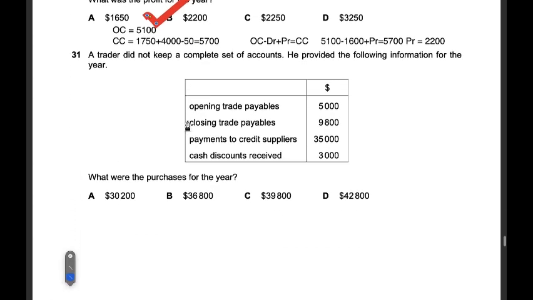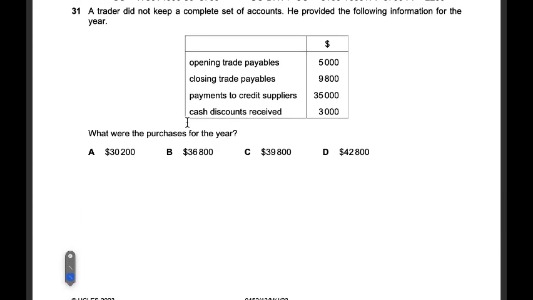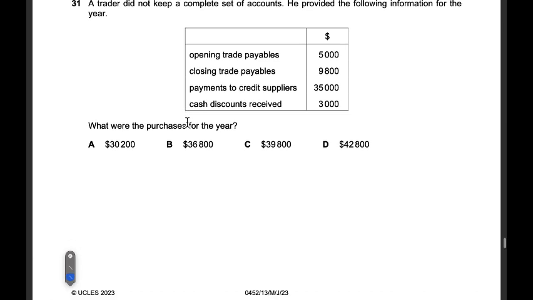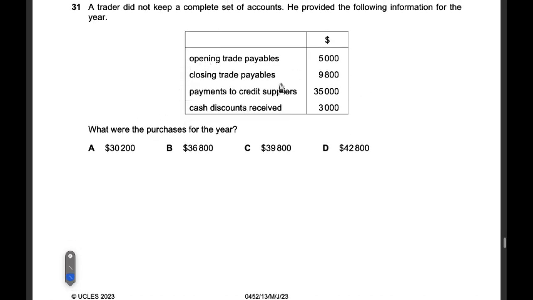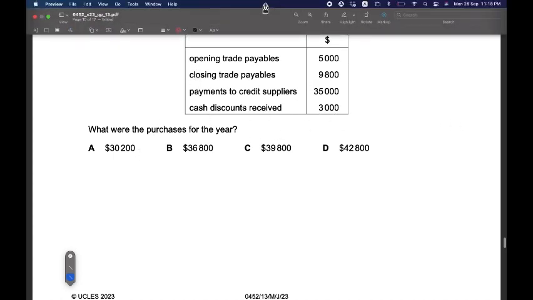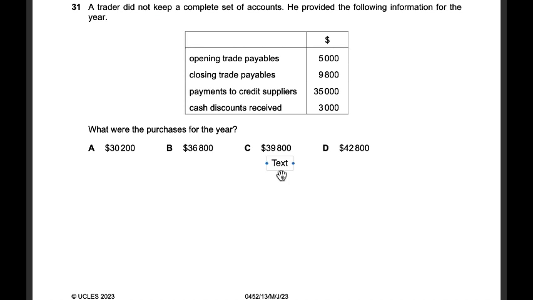Okay, this is not good. All right. A trader did not keep a complete set of records. He provided the following information for the year: opening trade payables, closing trade payables, payments to credit suppliers, cash discount received. What were the purchases for the year? Opening trade payables, in the sense something that is owed to them. So $5,000 minus 5,000.